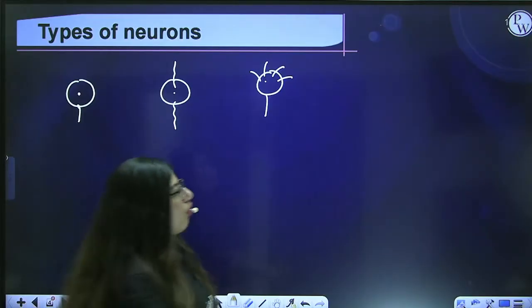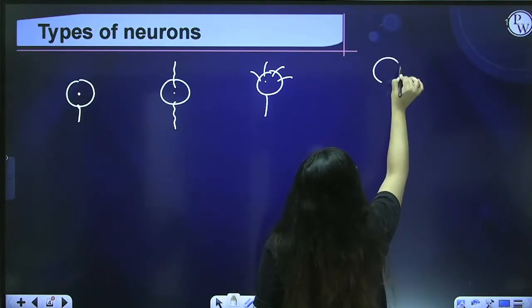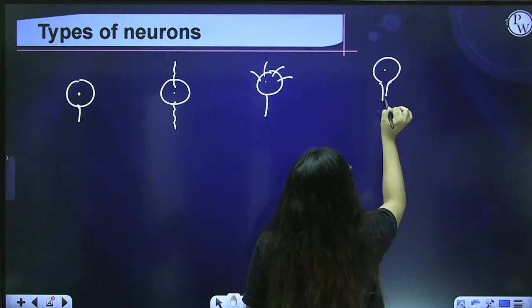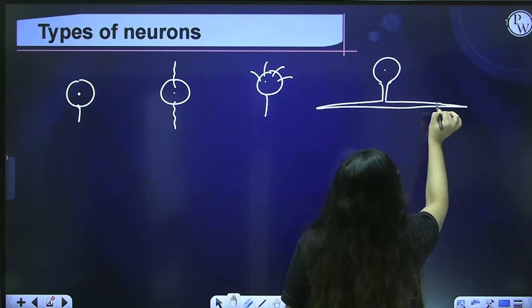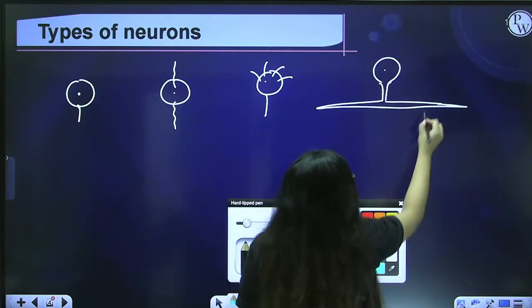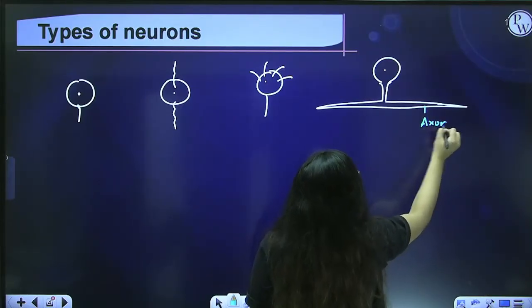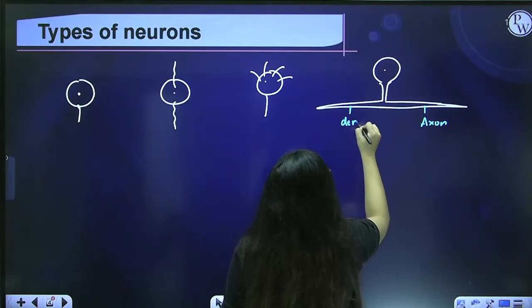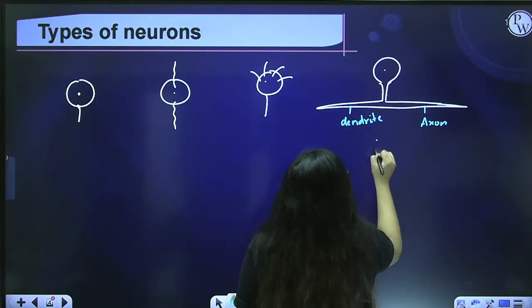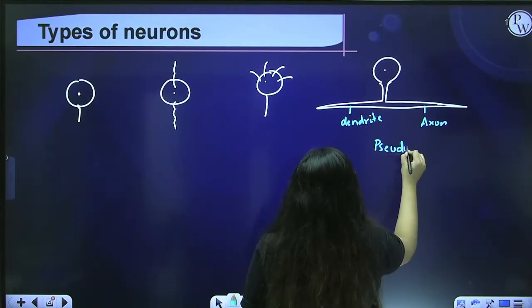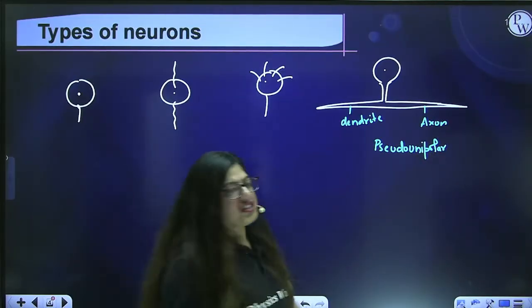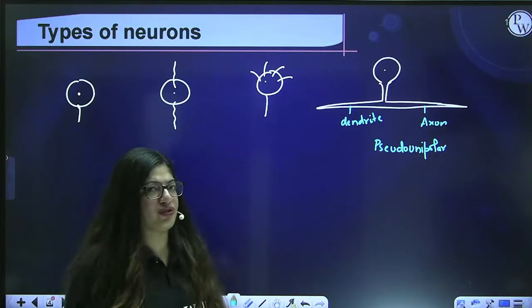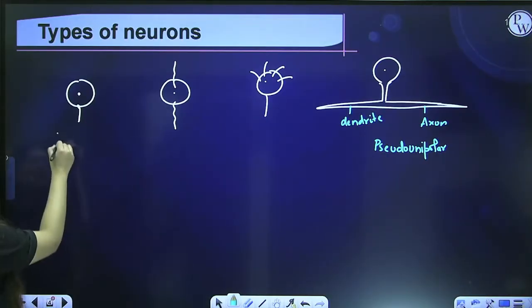If I have a neuron which was formed as a unipolar like this, but later on changes its mind and forms one axon and one dendrite, this is considered pseudo-unipolar. Pseudo means false, so it is a false unipolar. This one is unipolar.